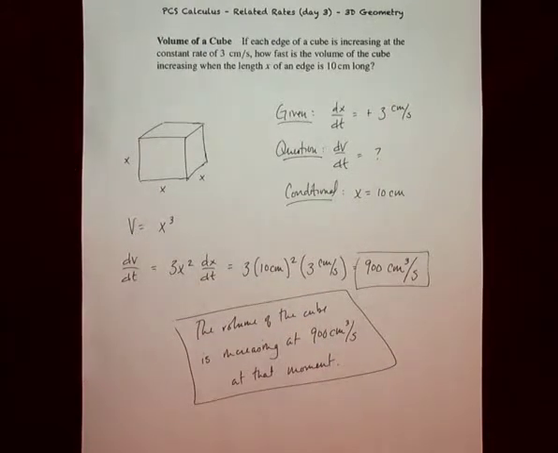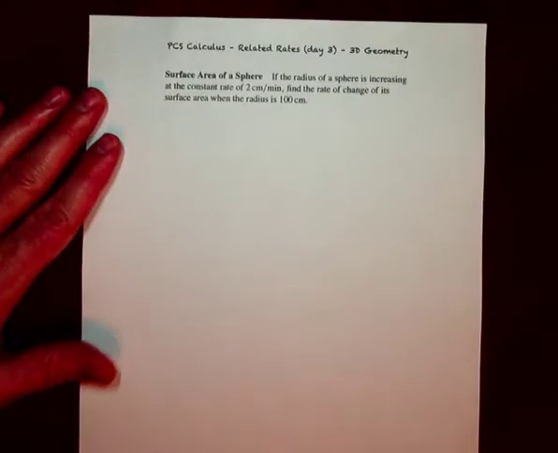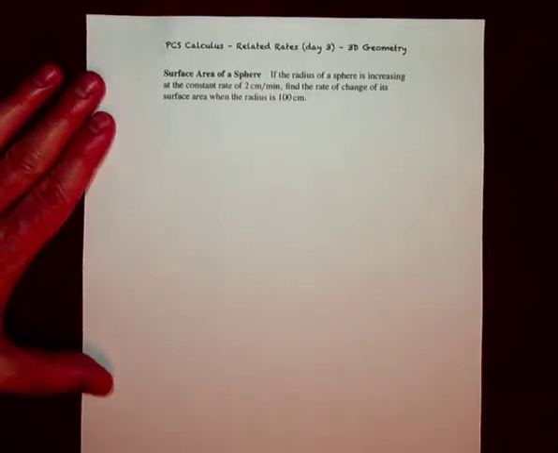Okay, let's go ahead and do a sphere one, and we'll use these two to sort of warm us up to the rest of them. The radius of a sphere is increasing at a constant rate of 2 centimeters per minute. Find the rate of change of its surface area when its radius is 100 centimeters.